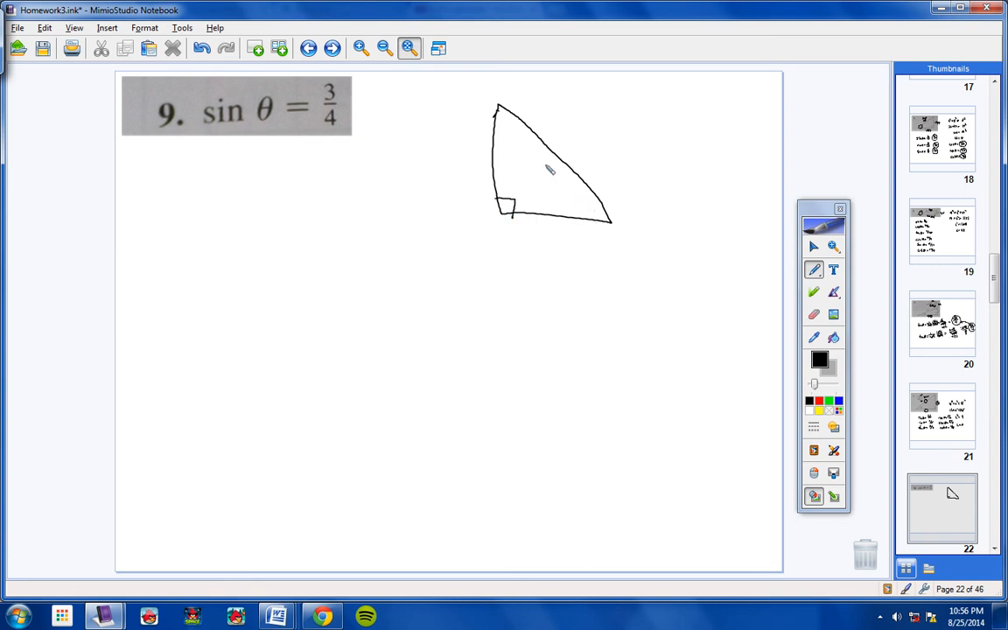We're going to put theta wherever you want to put it. You can put theta up here, or you're welcome to put theta down here. That's totally up to you. Okay, I'm going to put it up here. And so what I know is this.